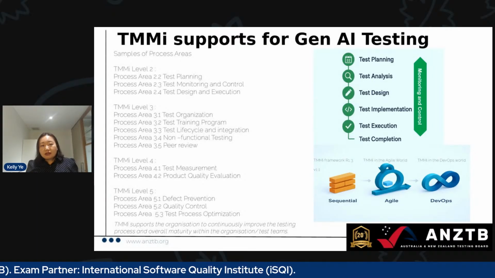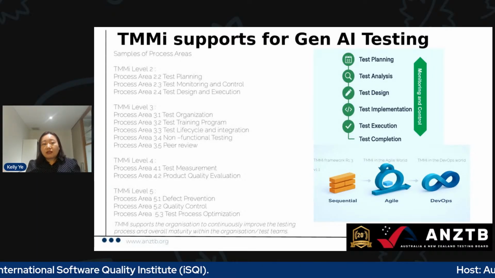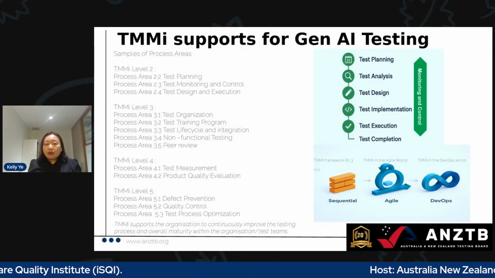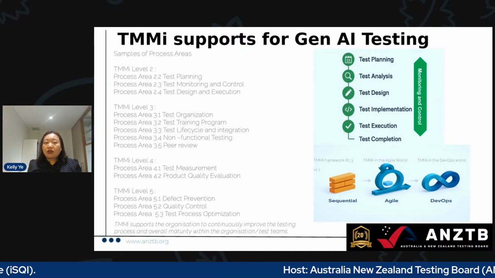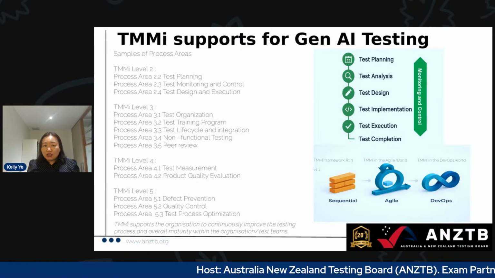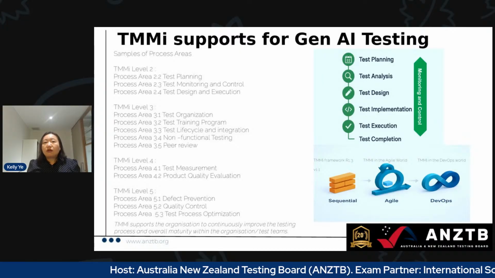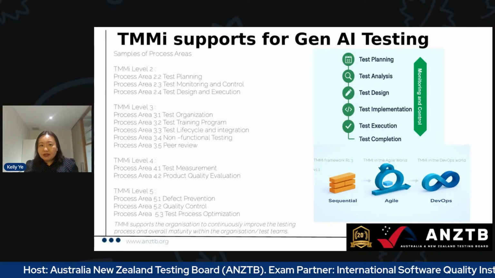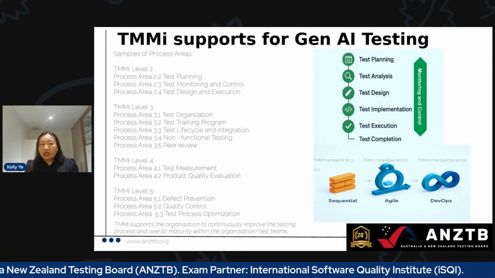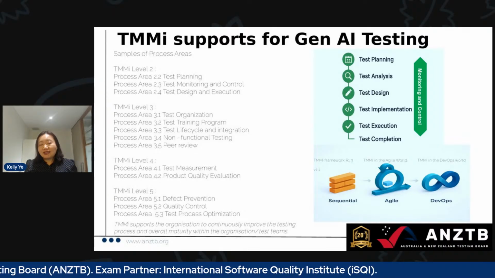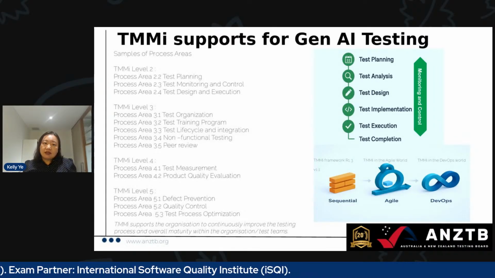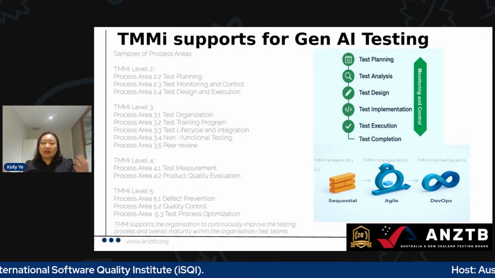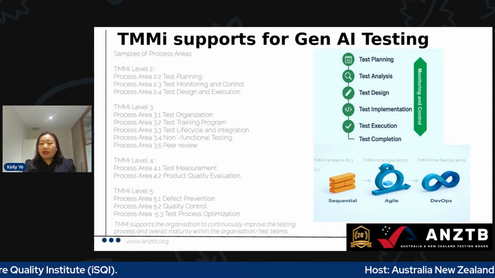On the opposite side, if you are at a low maturity level, maybe you need to think first about strengthening your testing foundation, to build your basic test process first. And then you use the Gen AI tools. You will realize the benefits. And we don't want to see chaos with chaos when you use AI tools.